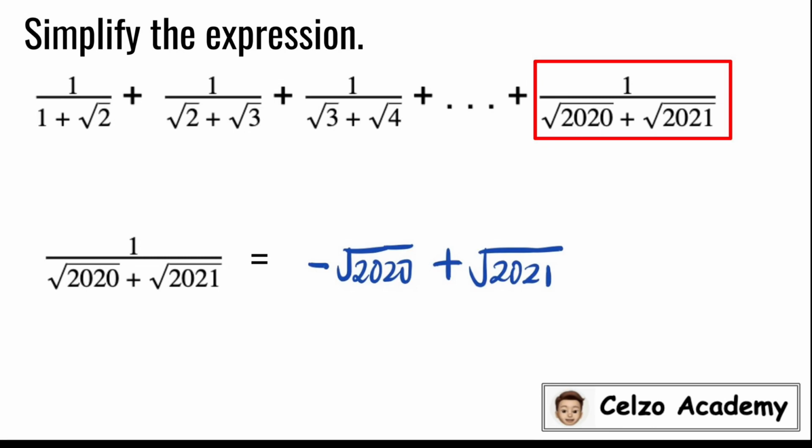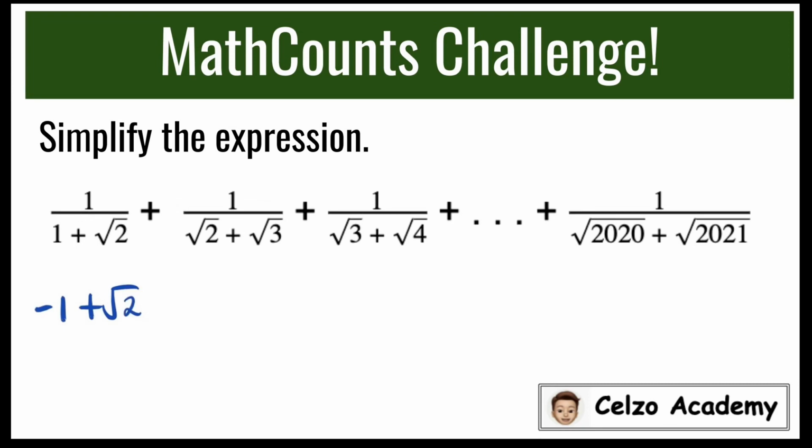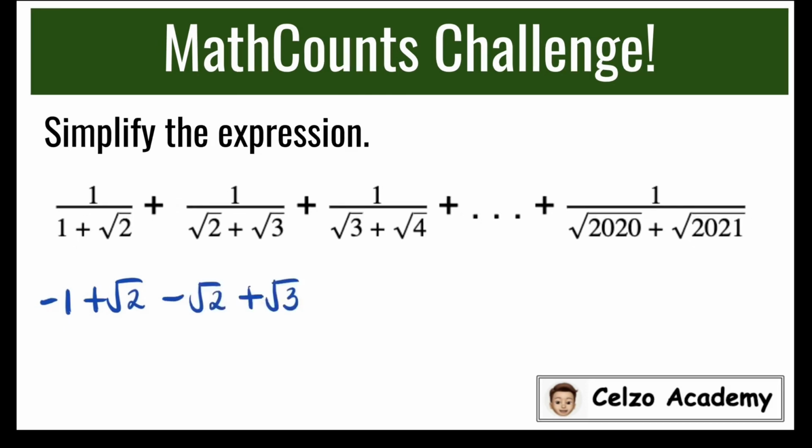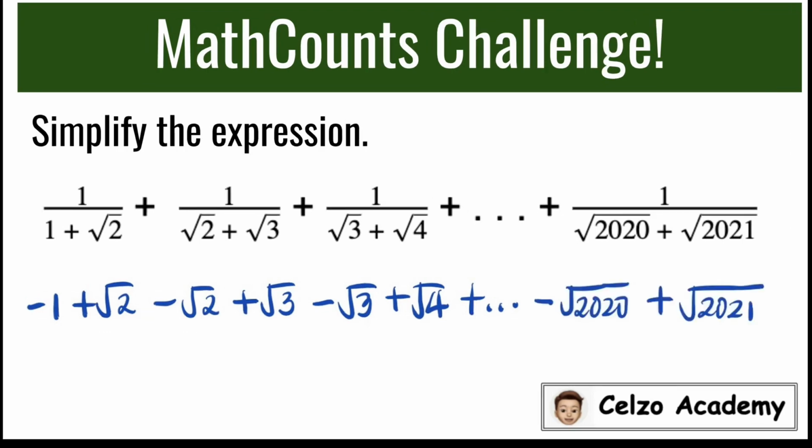Now let's simplify the entire expression. The first fraction is equivalent to -1 plus root 2. The second fraction is -root 2 plus root 3. The third is -root 3 plus root 4. And the last one is negative square root of 2020 plus square root of 2021.